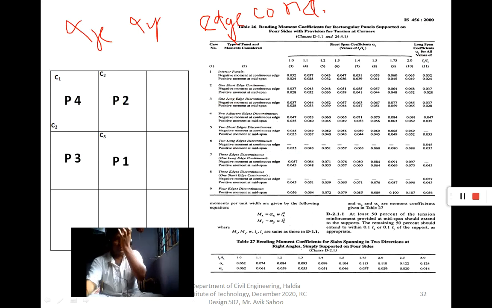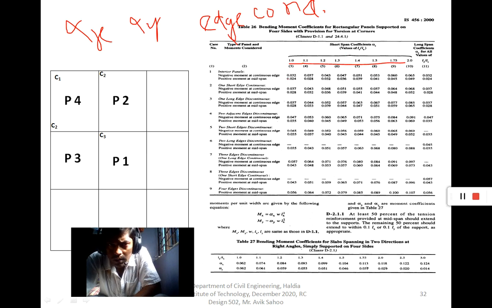Edge condition is given, along with the aspect ratio Ly by Lx. For different aspect ratio values, the moment coefficients are given. This is for the shorter span coefficient, and this is for the longer span coefficient. For all aspect ratios that you check, the longer span bending coefficient values remain the same, and for different edge conditions the values are given.